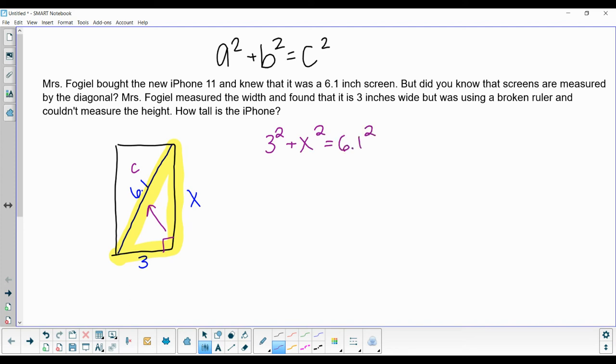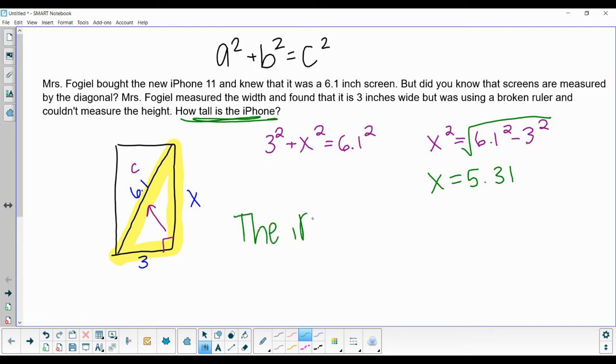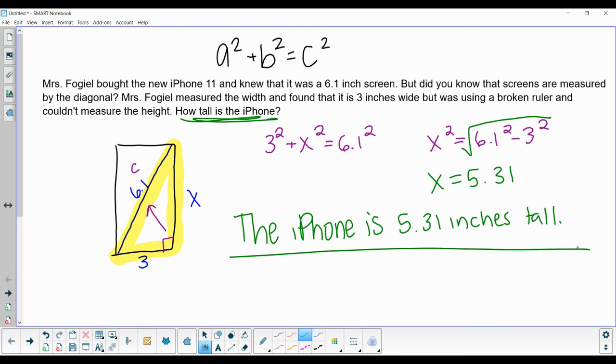If you're using the notes paper that we gave you guys before, you could also write it as x squared equals 6.1 squared minus 3 squared. Whichever way you do it, you're going to end up with the same answer. So I can then take the square root of this whole statement. Let me do that real quick in my calculator. And I end up with x equals 5.31. But I want to go back and make sure I've answered the question. So it just says, how tall is the iPhone? So I can say the iPhone is 5.31 inches tall. And I know that I've answered my question.